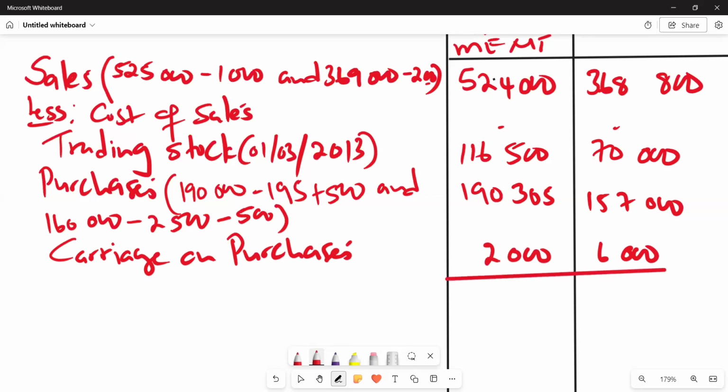it means we are going to adjust there so that we can get our net figure here, whereby we are saying 116,500 plus 190,305 plus 2,000, then we are going to get 308,805. So we do the same thing under restaurant: 70,000 plus 157,000 plus 6,000, then you are going to get your 233,000.